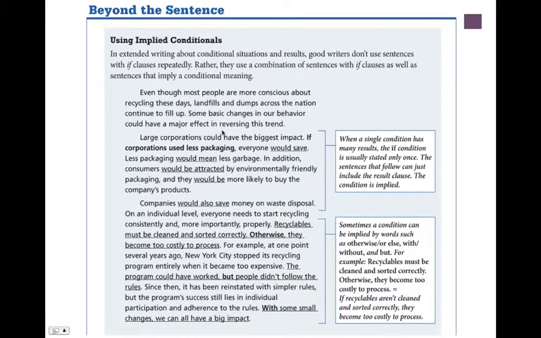So notice that in this academic passage with several paragraphs, there is the if clause here with many results, and then there are some implied conditions using words such as these. So pay attention to the various ways to write sophisticated, mature sentences that either state directly or imply conditionals.